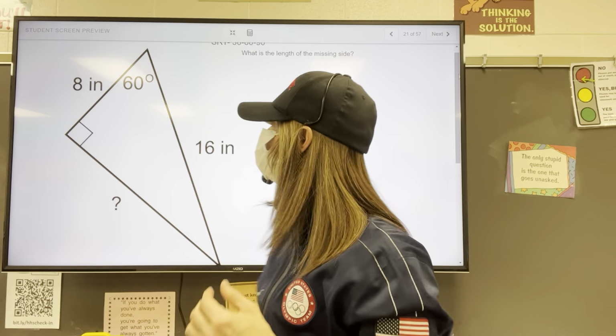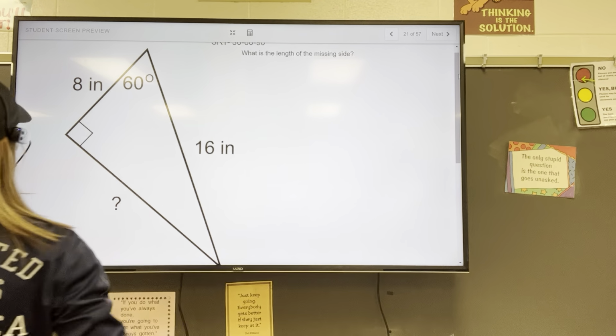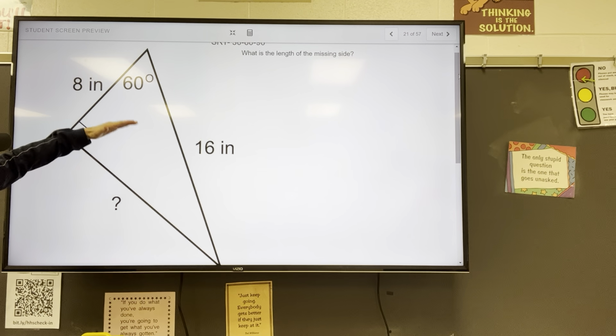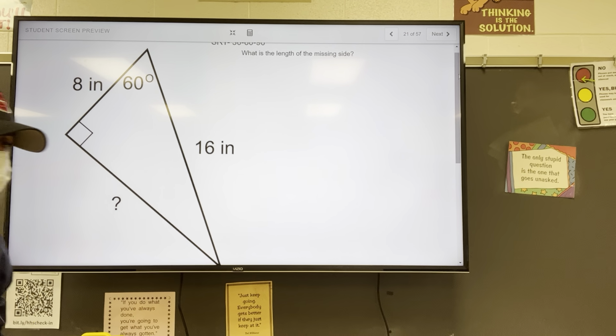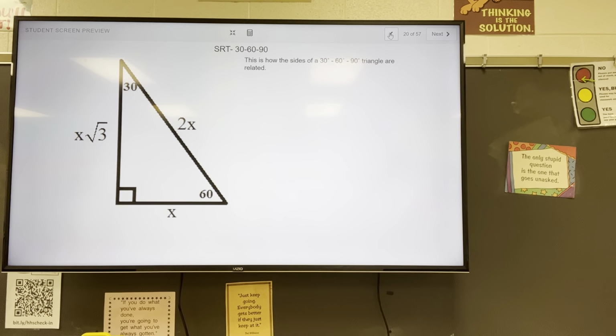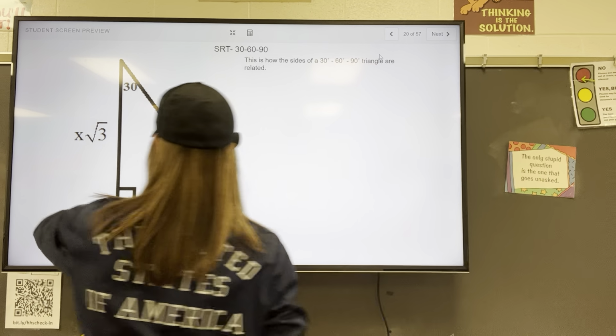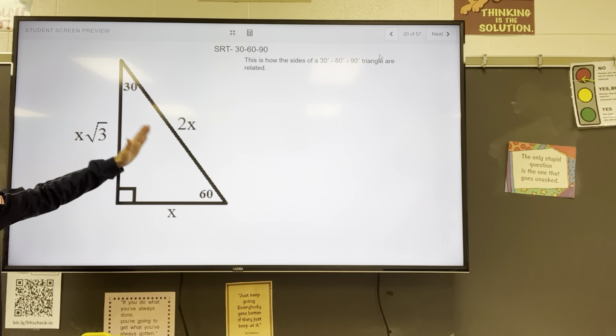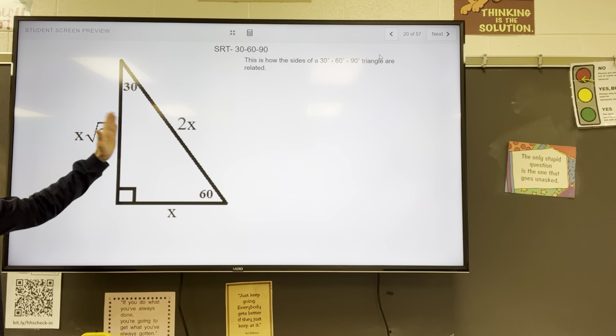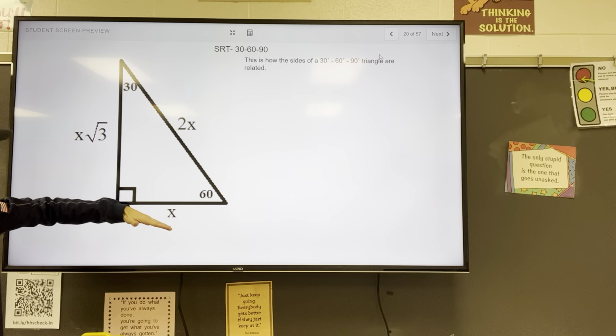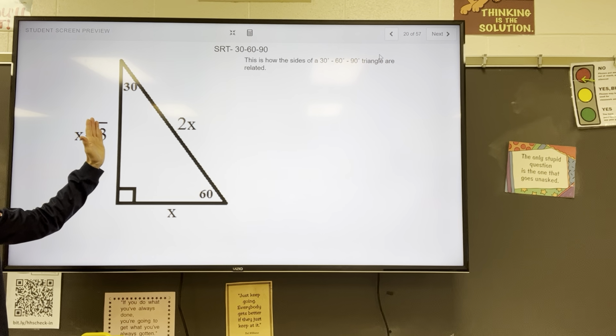You guys awake? What's the relationship between the length of the short side and the long side? Here's the short side. Here's the long side. What did they multiply to get the long side? This x times what gives us the long side?